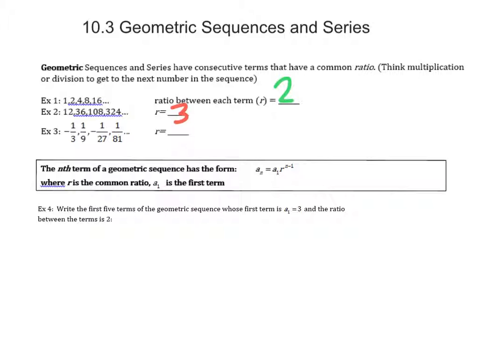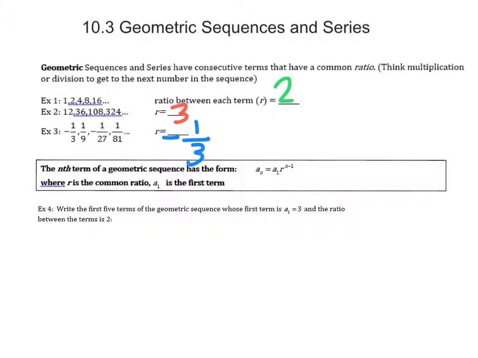Then on the last one, I'm going from negative 1/3 to 1/9 to negative 1/27 to 1/81. So you notice that I'm multiplying by a negative every time. So I need a negative, and to go from 1/3 to 1/9 to 1/27 to 1/81, that's 1/3. So the top stays the same, but the bottom is multiplied by a third each time. So you're multiplying by negative 1/3.